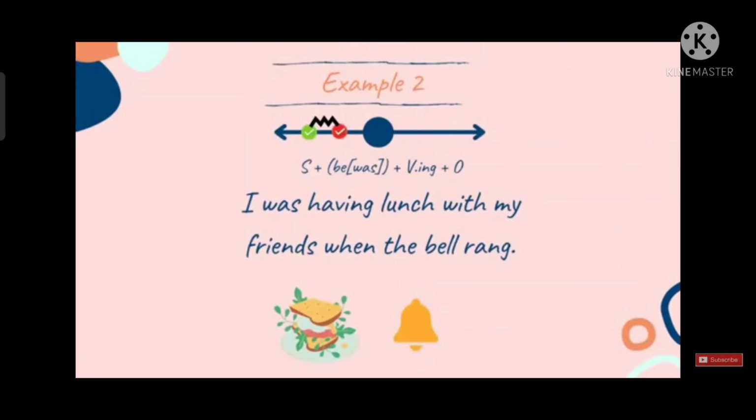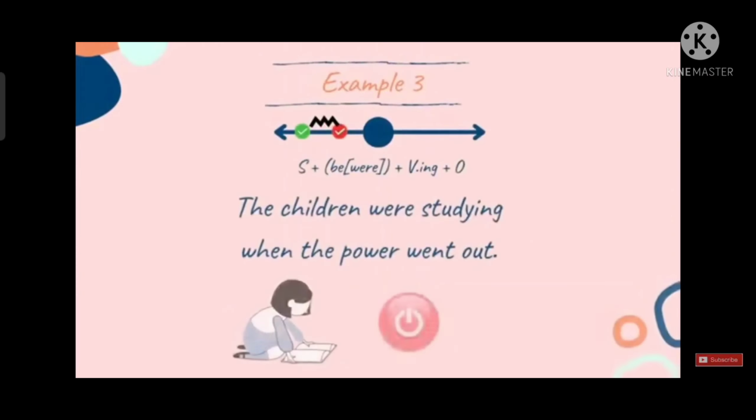I was having lunch with my friends when the bell rang. As the activity of having lunch was ongoing until another activity of ringing a bell occurred, we have used past continuous tense here. Notice the structure and timeline carefully in this sentence. Let's look into next example.